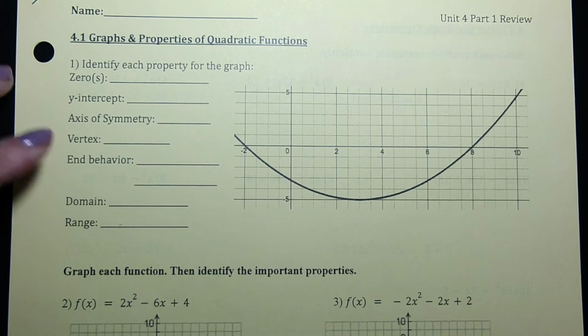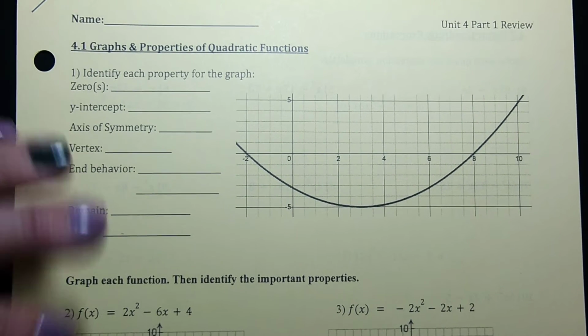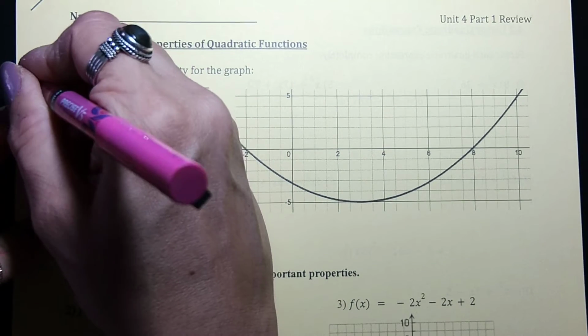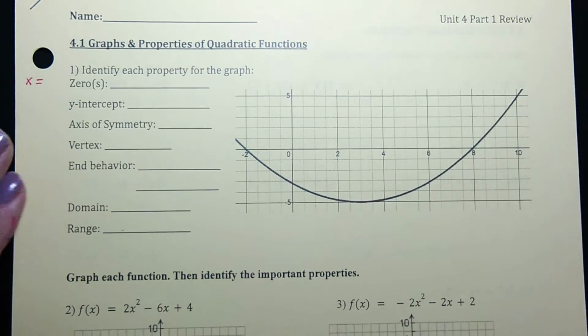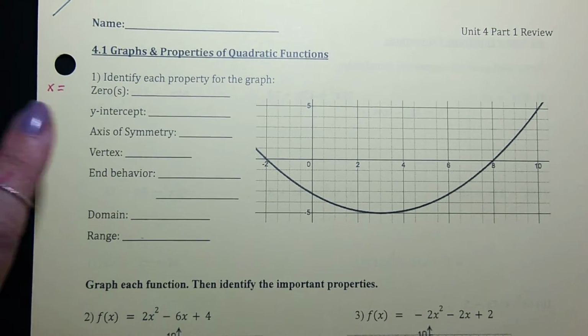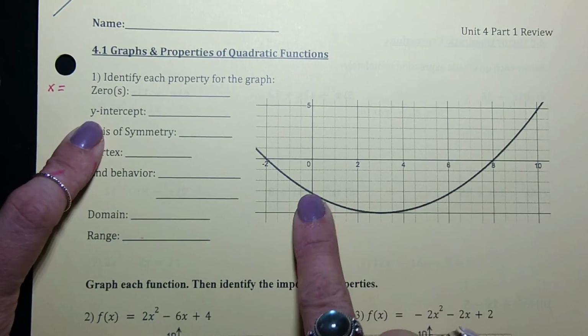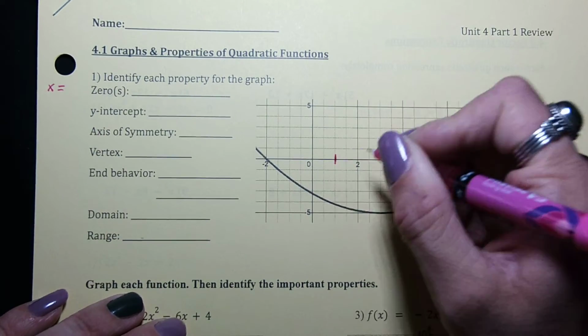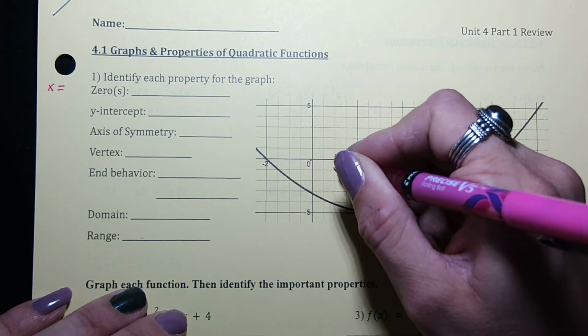All right, folks, so looking at the Unit 4 Part 1 review, in this first section, you are identifying each property for the graph. The zeros you can write as x equals values. Zeros are the same as the x-intercepts. The y-intercept, read it directly from the graph, being careful with your scales. Notice that this, in the middle of 0 and 2, is 1.